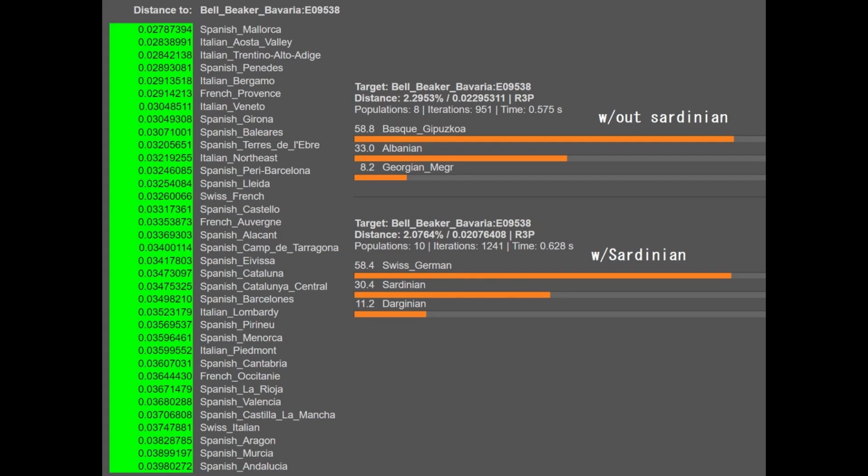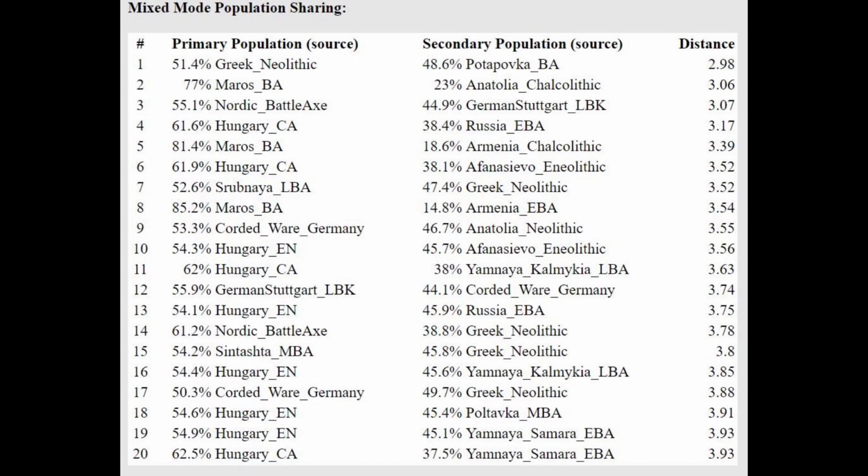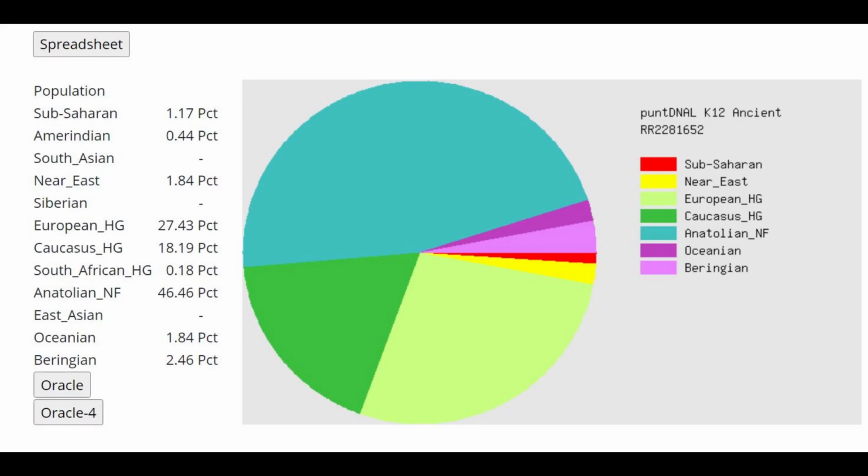This is the official G25 coordinate that I found on Explore Your DNA, and these results pretty much mirror the Eurogenes K13 results. And this is what he scores with MDLP K11 Modern. It's a pretty atypical result even for a Bell Beaker, because Bell Beakers were very high in farmer ancestry, but this is 46% Neolithic. This is too high actually. And he's getting modeled as a mixture of Greek Neolithic plus Yamnaya-like stuff, which is Potapovka, basically like Yamnaya.